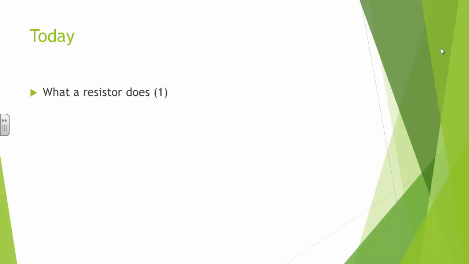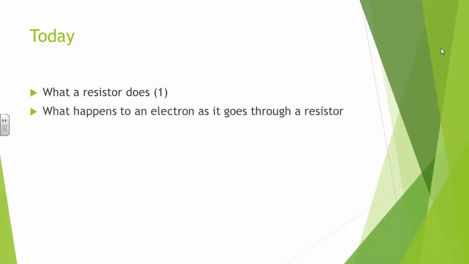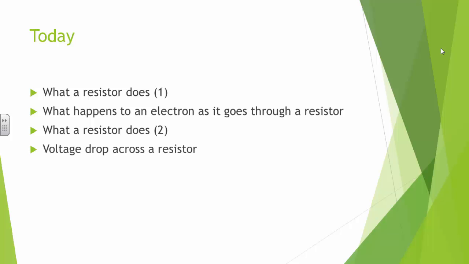Today we're going to discuss some more fundamental things about circuits. Talk about what a resistor does, and I know we've talked about that before. We're going to discuss the changes in an electron as it goes through a resistor. And then we're going to revisit the idea of what a resistor does to see if maybe we have a better understanding of that. Once we do, we're going to talk about voltage drop across resistors and some practical applications of voltage drop in the form of voltage dividers.